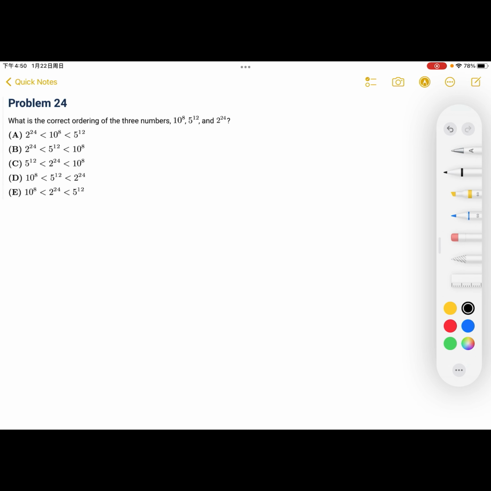Okay, problem 24. What is the correct ordering of the three numbers 10 to the 8th power, 5 to the 12th power, and 2 to the 24th power? So, one thing that you've probably noticed about big numbers in math competitions like the AMC is that no one's expecting you to solve out all of these big powers. So that means there must be some trick, and there is.